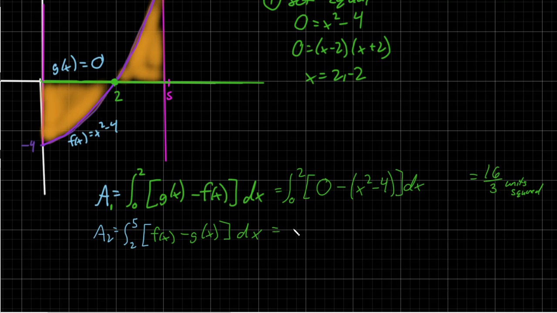Second one? Okay. So we're going from 2 to 5. So what's the first function? Minus 0. So we're just going to get rid of it. So I get x thirds, x cubed over 3 minus 4x from 5 to 2.